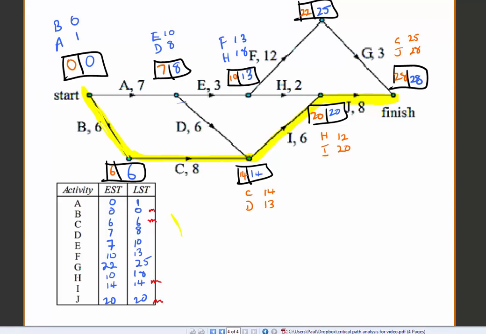So again, critical path is B to C to I to J, and the minimum completion time will be that value. It's always going to be the same thing. So minimum time, not that this question asks for it, but it is 28. Okay, so there's the last example.